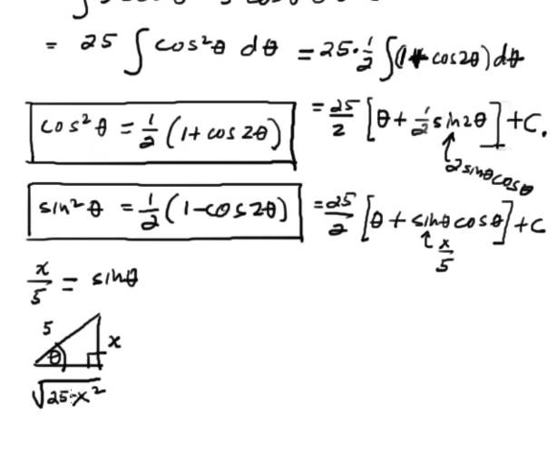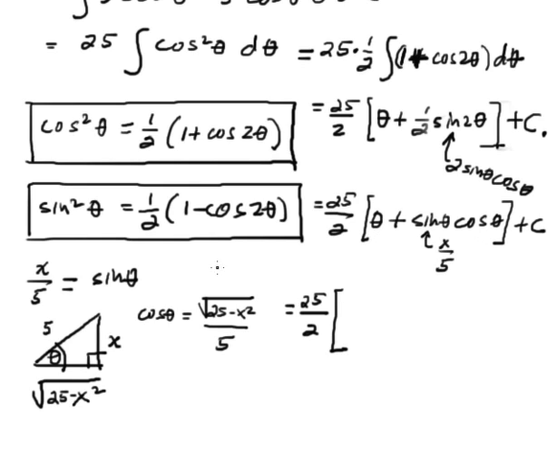So using this little triangle now, we can get an expression for cosine theta, which we need here. Cosine is adjacent over hypotenuse. So cosine theta is equal to the square root of 25 minus x squared over 5. And now we're ready to complete this substituting back. Well, almost ready. We need theta. We'll look at theta in a second, but here we're going to put x over 5. Here we're going to put this expression for cos theta.